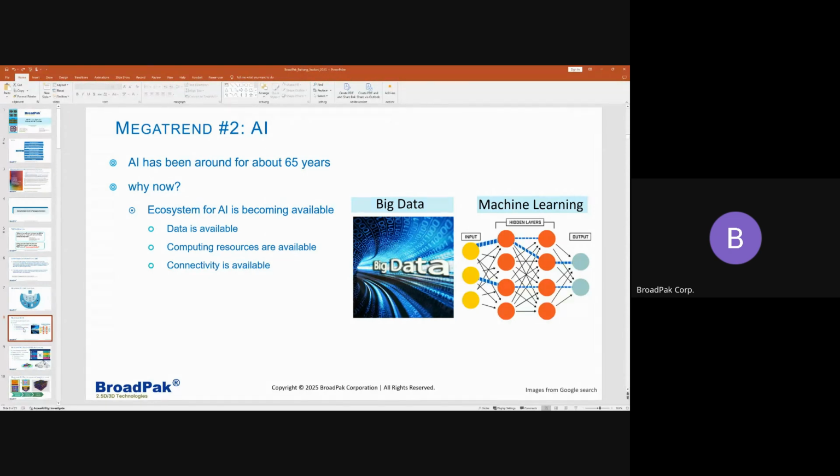So AI, again, is nothing new. It's been around for 65 years or so. The reason that we are seeing it more is that the data is available, the computing and the machine learning resources are also available, and the connectivity is also available. So now we can do this type of pattern recognition. AI is basically to recognize the pattern and let the machine detect the pattern for us based on what it's been trained for.